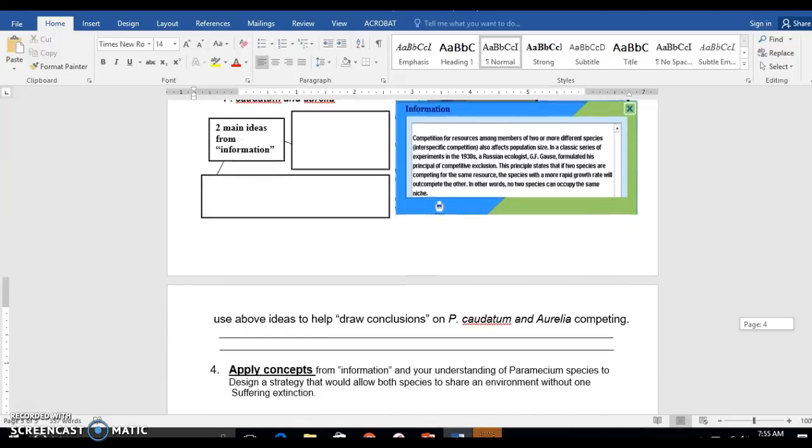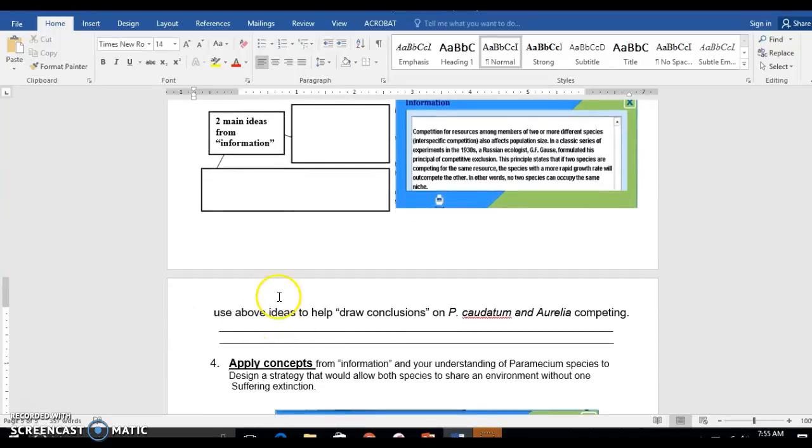Okay, it says use above ideas. So the ideas you summarized in your own words help draw conclusions on the competing. So you're going to already know what happens when they compete. You're going to know if both species do fine, or one does and one doesn't. You're going to find that out just by looking at the data table. What we need is for you to then relate the results to what other scientists have studied.